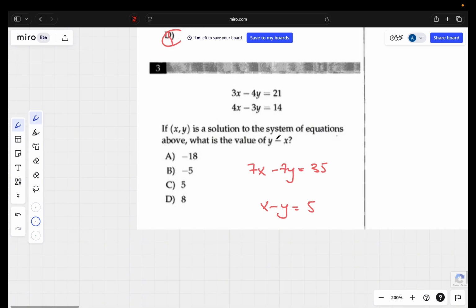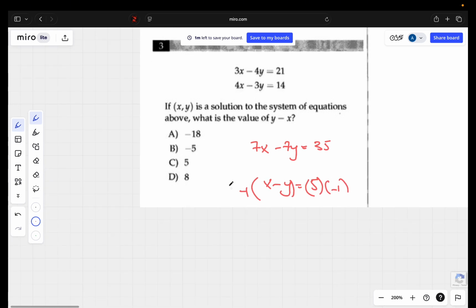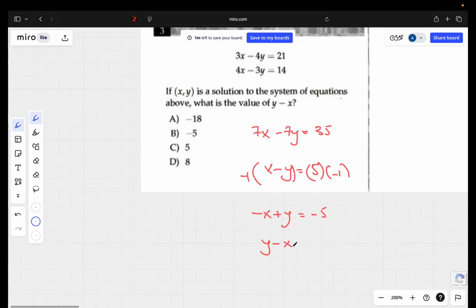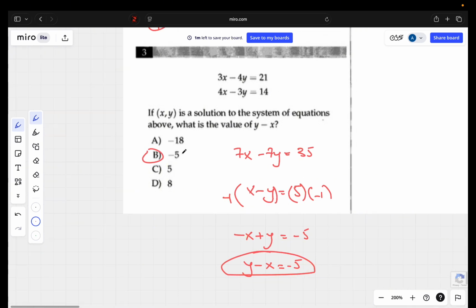We need y minus x, so basically we just multiply everything with minus 1. So minus 1 and minus 1. If you multiply with minus 1, we get minus x plus y is minus 5, which is the same as saying y minus x is negative 5. So it'll be negative 5.